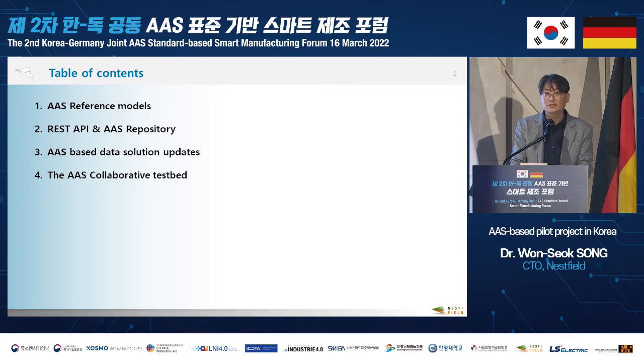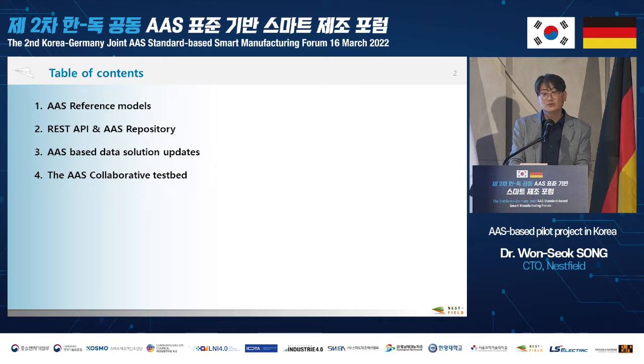The first one is the AAS Reference Model, how we developed the reference model. The second one is a really important part, the AAS development roadmap. And you may have heard about the API and repository. I'm going to tell you more about the API and repository development.